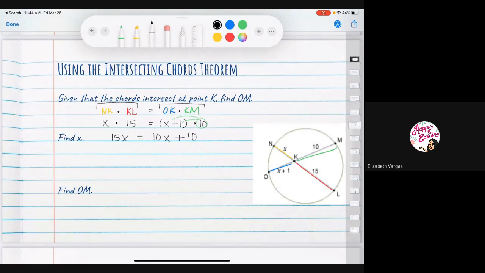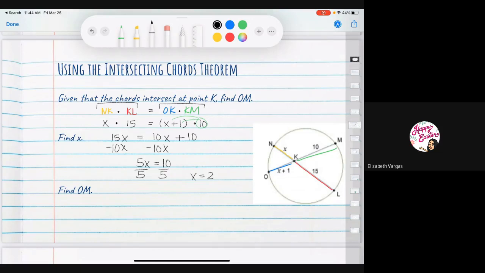Now I'm going to isolate x. How exactly do I do that? Minus 10x gives me 5x equals 10. Divide by 5 on both sides. x is equal to 2. Now I know that x is equal to 2.